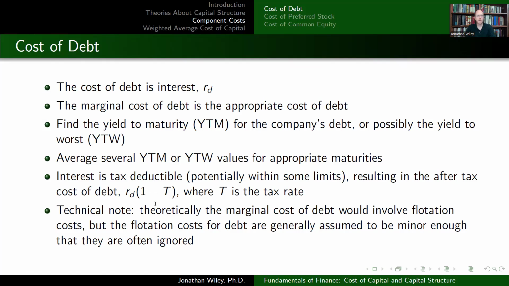But often in the case of debt, the flotation costs are generally assumed to be minor enough relative to the amount of money being raised that they're often ignored, and we just don't talk about it much. But technically, that is something you'd want to consider when looking at the cost of debt: how much do we actually have to pay in flotation costs to issue this dollar of debt, because we are looking at the marginal cost of debt, which is, if I issue one more dollar, what's the cost? But if we ignore it, then we can focus on that yield to maturity, yield to worst, look at the tax rate, and look at the after-tax cost of debt. And then I can use that when trying to calculate my overall cost of capital.